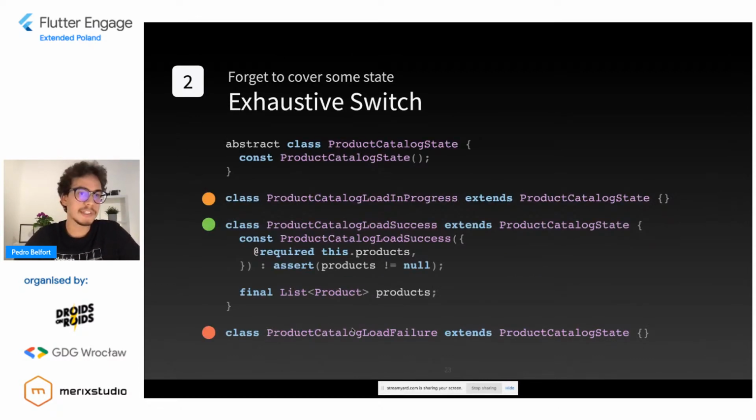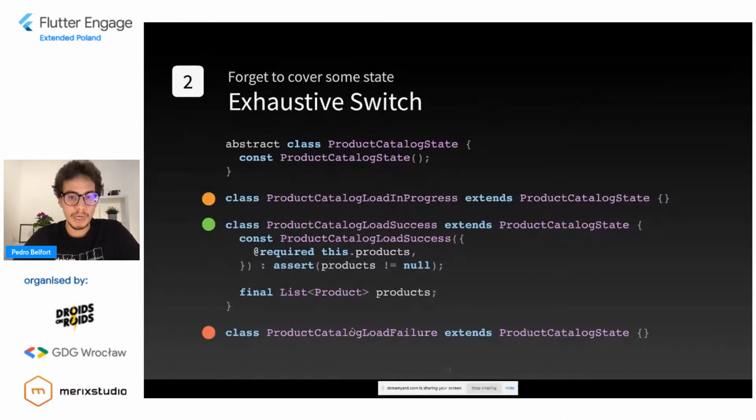Well, we probably have something more or less along these lines, right? So we would have an abstract class, I'm going to call it product catalog state, and you would have three other classes that extend from this base class, and they would represent the possible three states of your page. I have marked them also with some colored circles on the left just to make it easier to visualize what I'm trying to say here, okay? So this is how it would look in Dart.